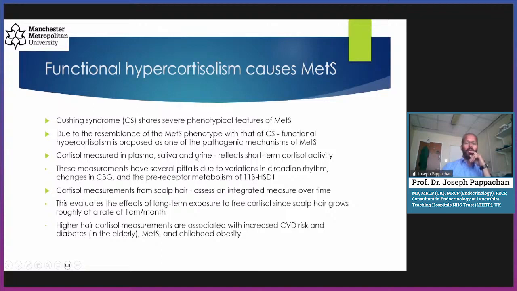If you measure the plasma, salivary, and urinary cortisol, because they all have a short half-life, you may not always be able to identify subclinical Cushing. However, if you look at scalp hair, which grows at a rate of only 1 centimeter per month, it may show increased cortisol levels. And it has been found that increased cardiovascular risk, diabetes, metabolic syndrome, and obesity are seen in those with high hair cortisol levels.